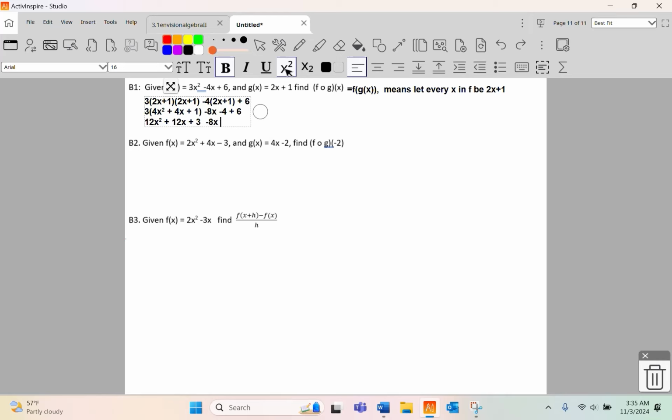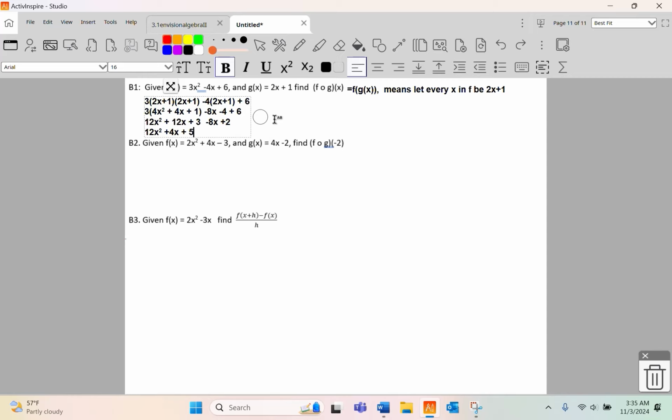Now let's see here, we have a -8x and we have a +2. We combine -4 and 6, and I'm still combining like terms here. There are 12x squared. I see a 12x and a -8x, so that's going to be plus 4x. And then I have 3 plus 2, which is 5. Easy peasy, lemon squeezy.